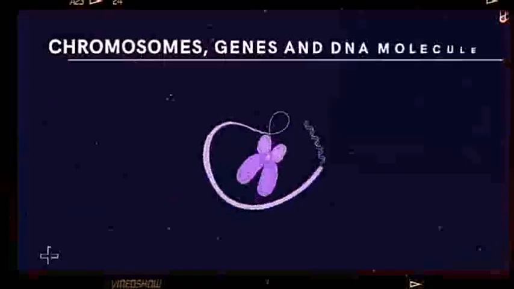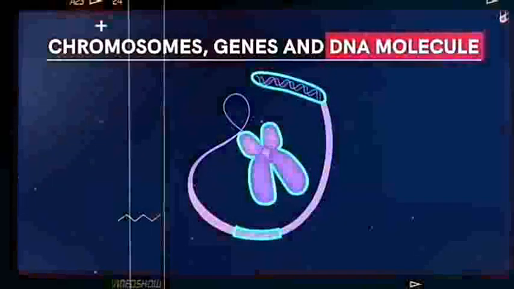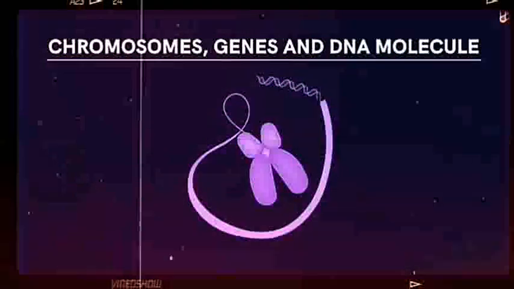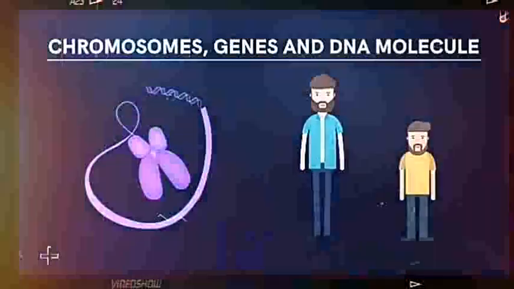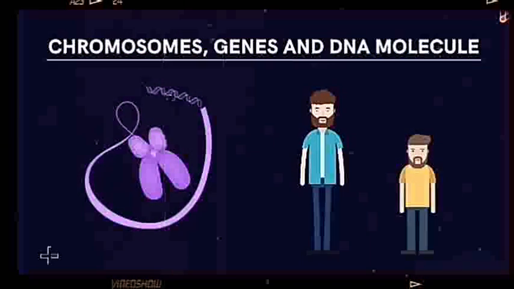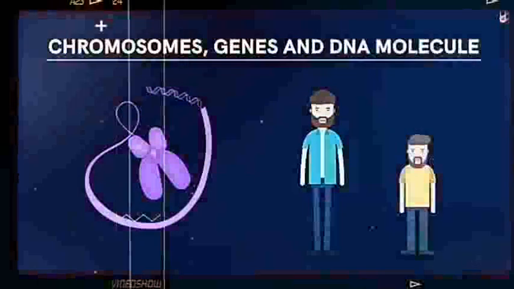Later, we will look at chromosomes, genes, and DNA molecules. These molecules define the characteristics of all living things on Earth. It talks about why you are tall, why you are fair, or why you are dark, and why you are intelligent.